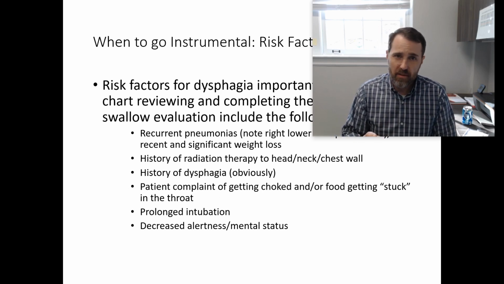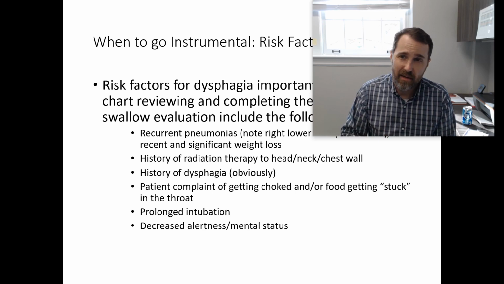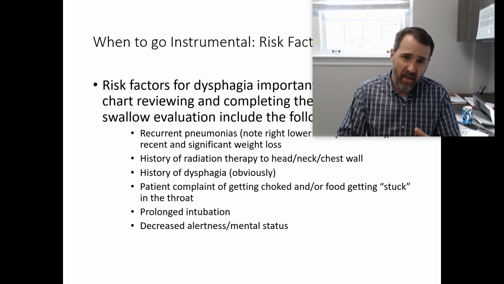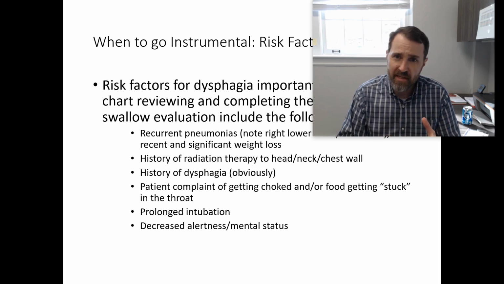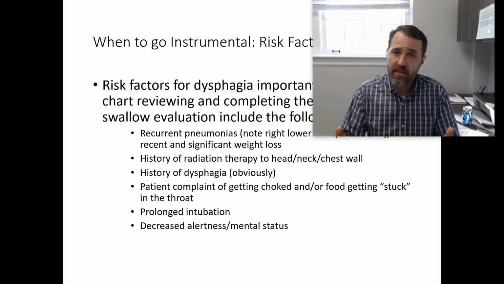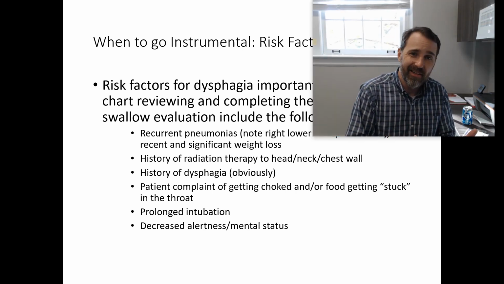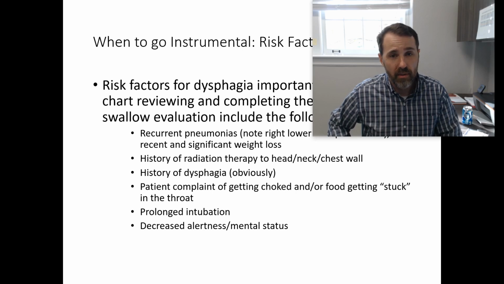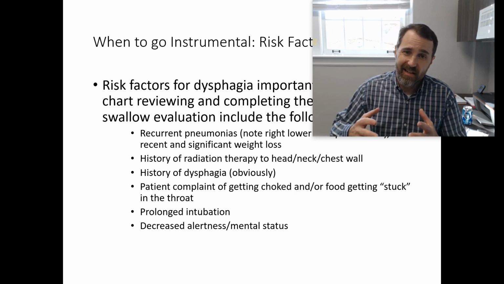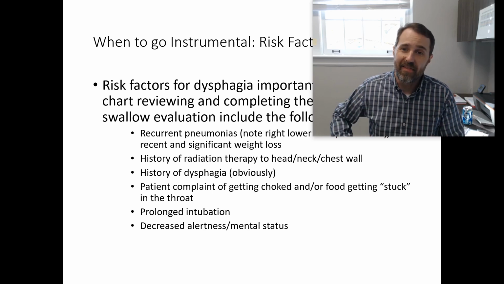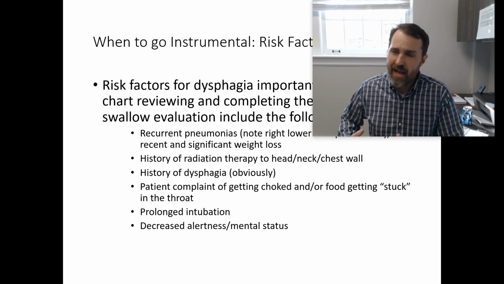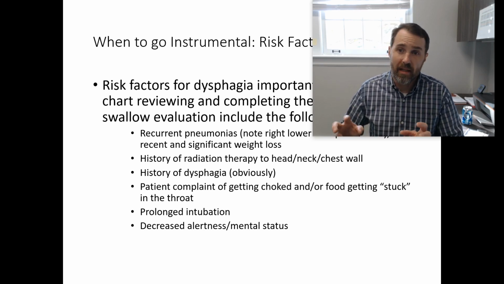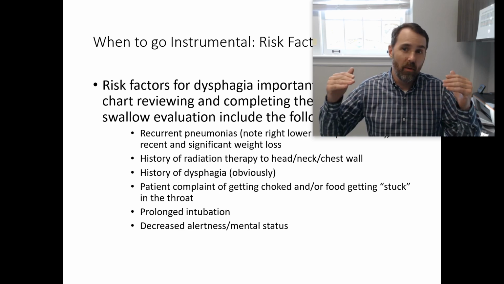So some risk factors that indicate potential dysphagia. Let's say you do a bedside eval and the patient looks fine at the bedside eval. Normally you wouldn't refer them for an instrumental assessment. But if you look into their file and they are having recurrent pneumonia, and especially right lower lobe pneumonia, then that is a red flag to you that the pneumonia could be aspiration pneumonia. So anytime as an SLP we see right lower lobe pneumonia, basically we go on high alert.